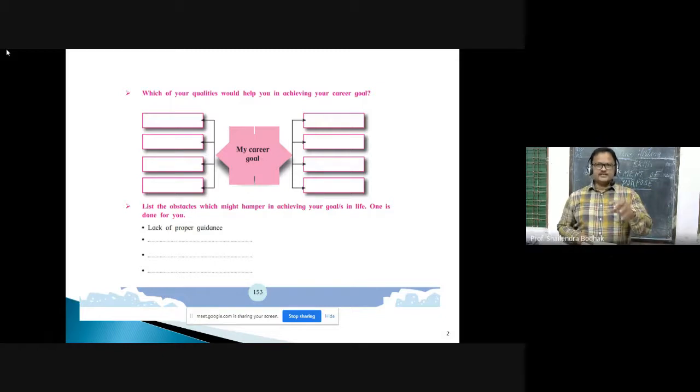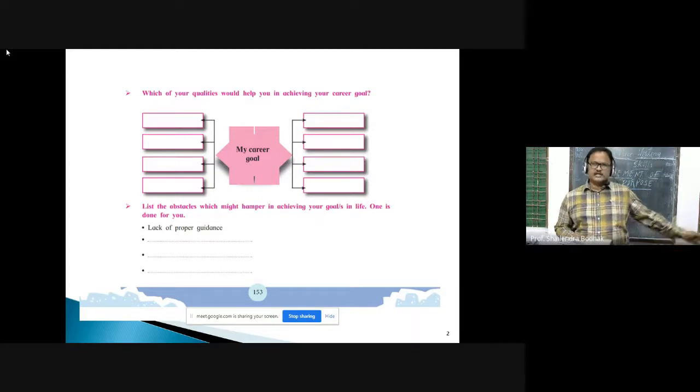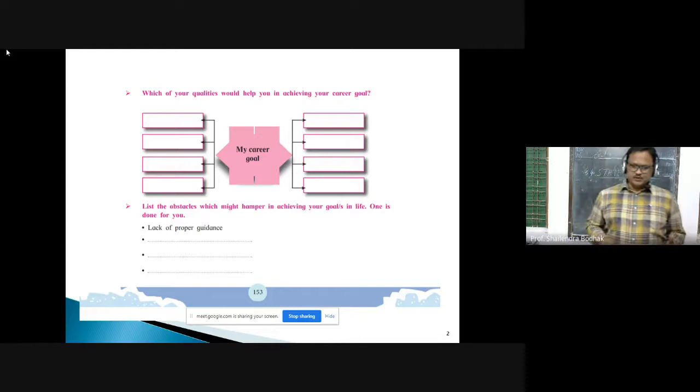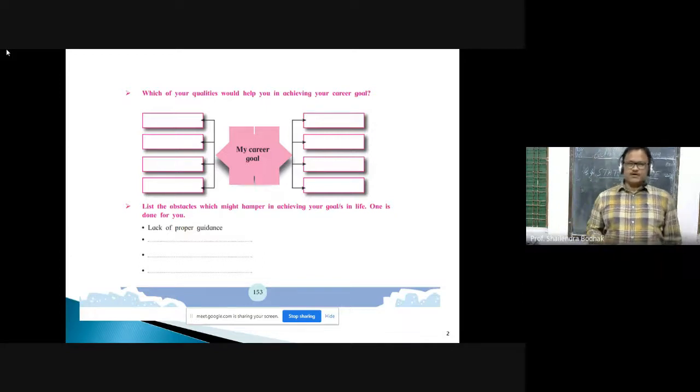When you are trying to achieve a certain goal in your life, you will come across a lot of problems, obstacles, difficulties. One is the lack of proper guidance. If proper guidance is not given, then there is a possibility that you may not be able to achieve that particular goal. Second is opposition from family members. Your family members may oppose you if you are trying to choose a goal which is out of the box, which is totally different. Then lack of knowledge. If you don't have proper, full knowledge, then you may not be able to achieve your goal in life.